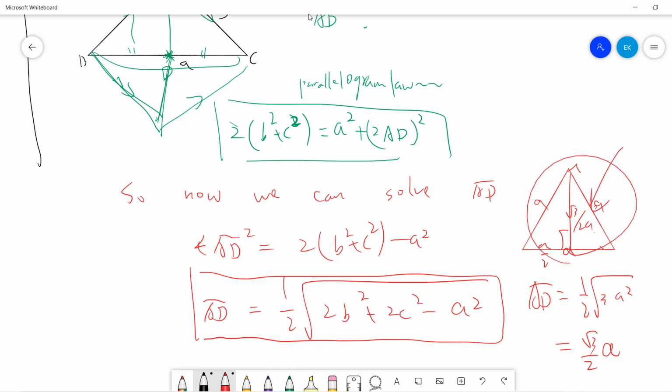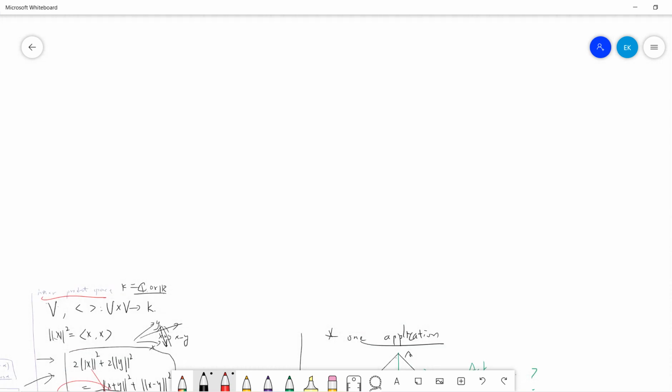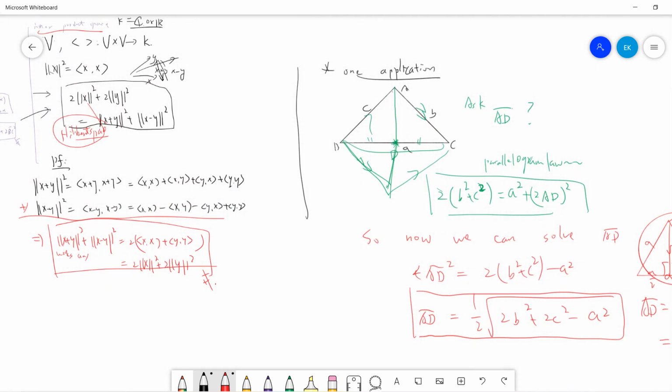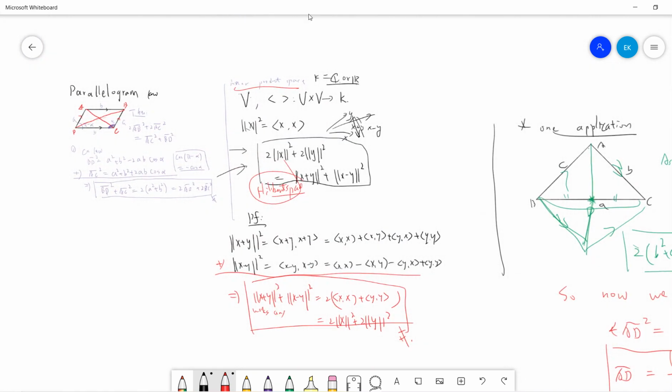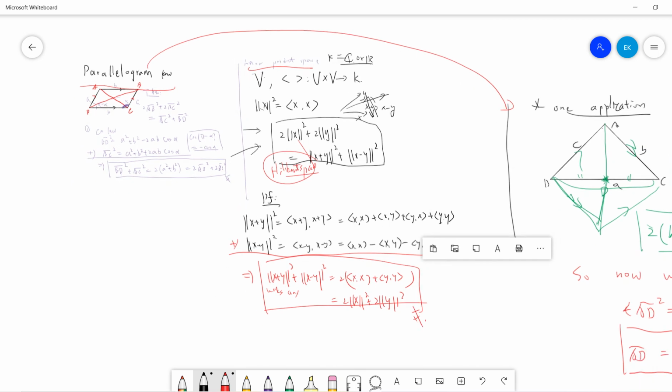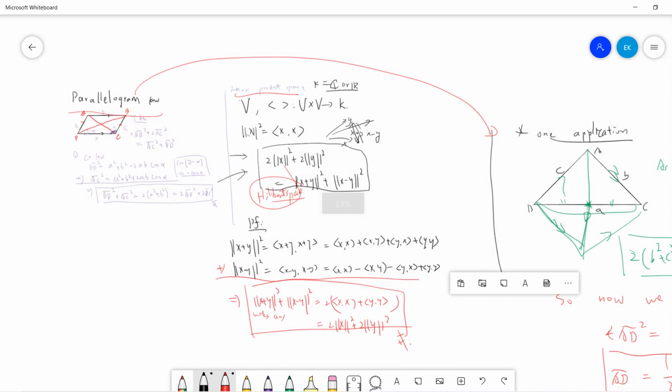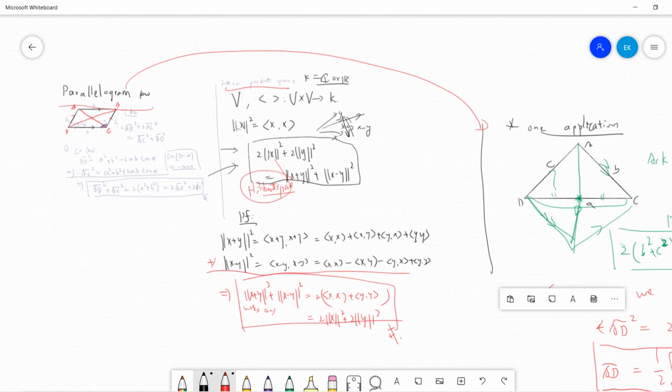So this is one easy generalization for the midpoint length. Basically, you can use the parallelogram law to derive it. I also talked about the inner product space, if you know a bit of linear algebra, but it's fine if you don't.